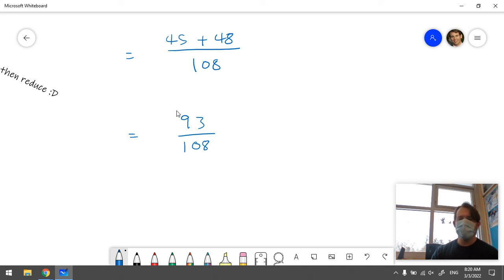No. Are they divisible by 3? Yes, they are divisible by 3. So I see that 93 is divisible by 3 because 9 plus 3 is 12. 12 is divisible by 3. And 1 plus 8 is 9, and that's divisible by 3. So I can divide 93 by 3, and my calculator tells me that's 31. And I can divide 108 by 3, and that's 36.